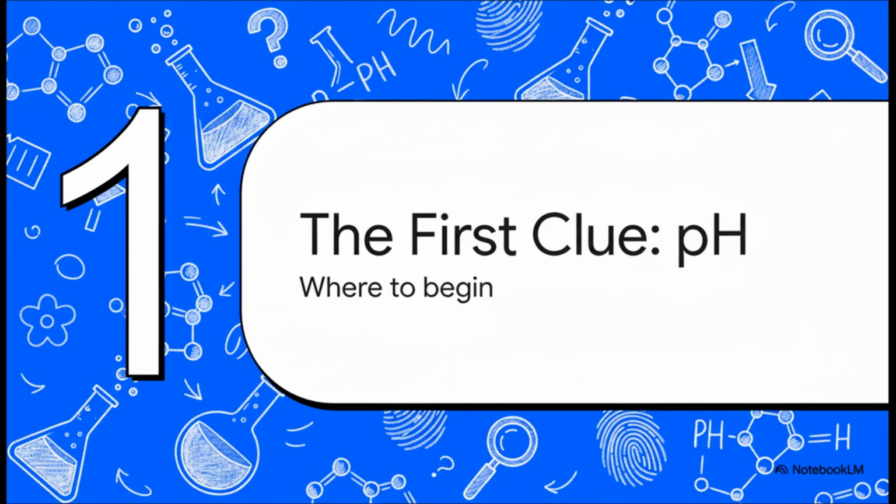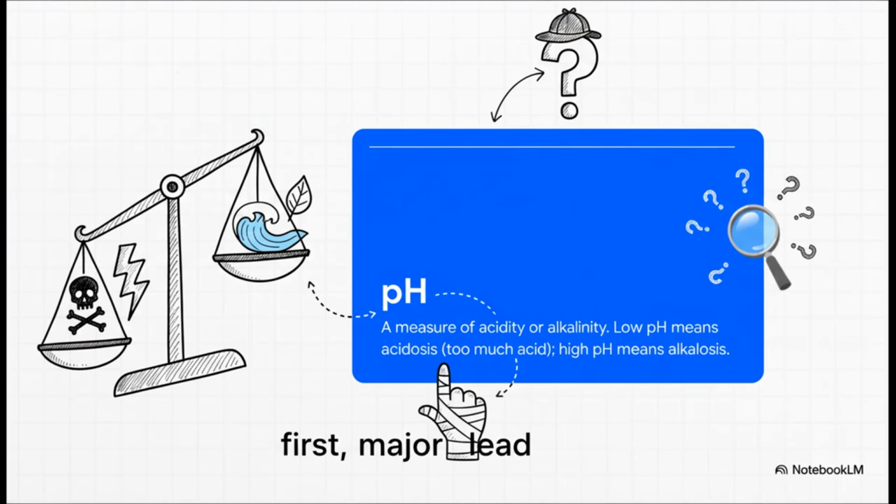All right, so every good detective knows you start with the most important piece of evidence. And for us, that's the pH. This is always, and I mean always, where we begin. No exceptions. The pH is what tells us if a crime has even been committed in the first place. Is the blood too acidic? We call that acidosis. Or is it not acidic enough, which we call alkalosis? This is our first huge lead, the thing that tells us, hey, something is definitely wrong here.